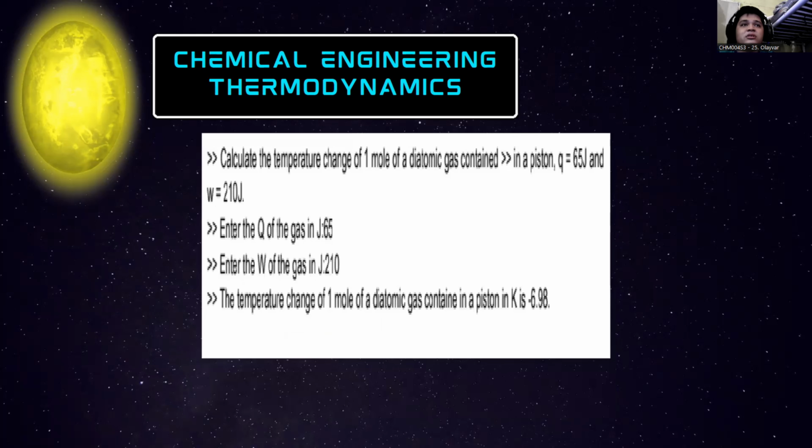And this is the result. If you enter the value of the heat, which is 65 joules, and enter the value of work, which is 200 joules, we will get in our problem solver -6.98 Kelvin.